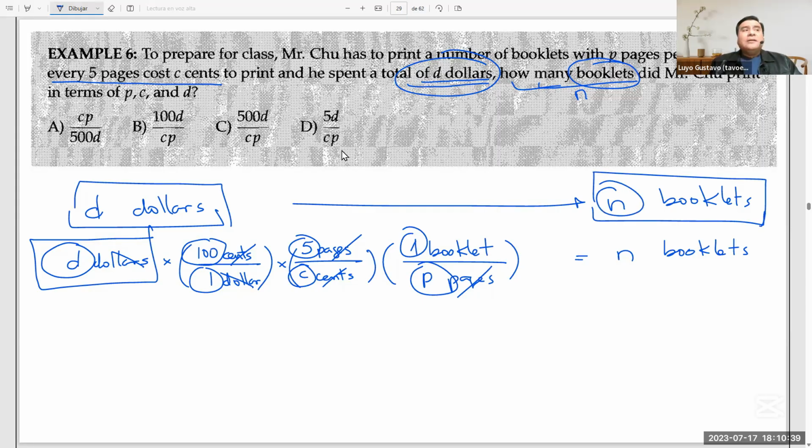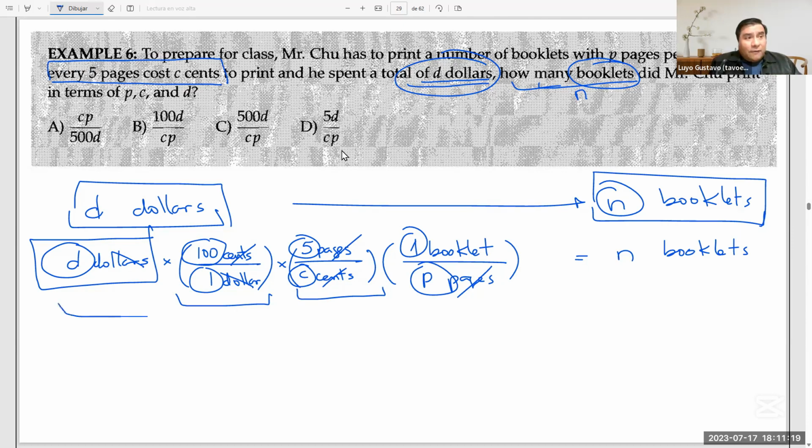What is N in terms of D and the other quantities given? In order to find how many booklets can be bought with the dollars, first we need to know how many cents exist in the dollars. That's why I use the first conversion factor. With the number of cents resolved, it would be the result of this first product. Converting the number of cents to the number of pages that can be printed using that number of cents is using this conversion factor, 5 pages for C cents. So I set up here a multiplication for this corresponding factor.